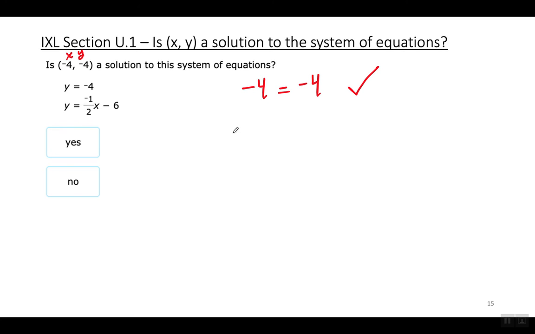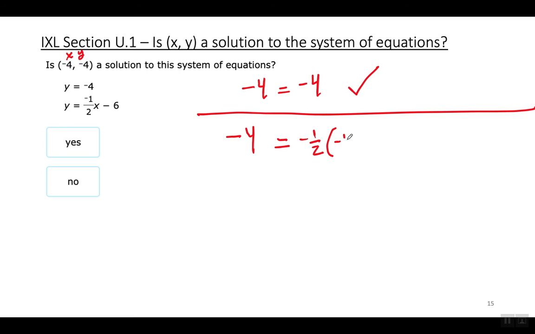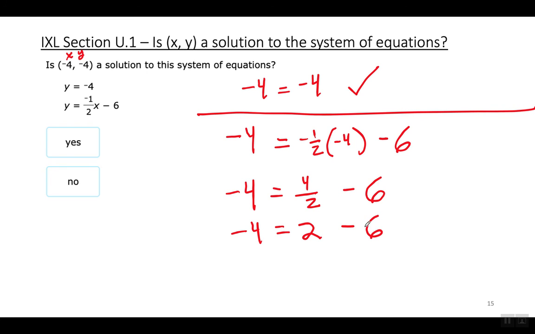On the bottom, I'm going to have -4 equals -1/2 times -4 minus 6. When you multiply these fractions right there, you're going to get positive 4 over 2 minus 6. 4 over 2, when you simplify it, that's 4 divided by 2. You're going to get positive 2 minus 6. 2 minus 6 is -4. And yes, that makes the statement true. So therefore, this is a solution to the system of equations.